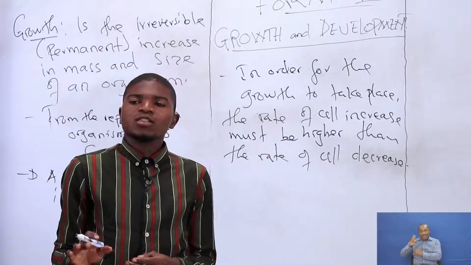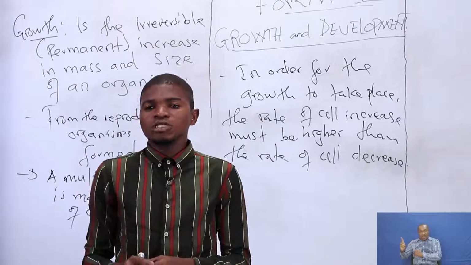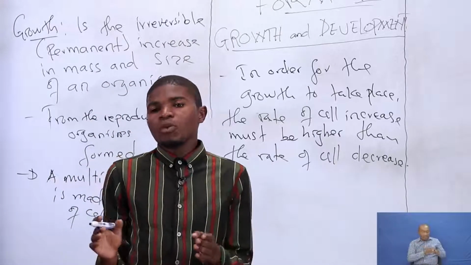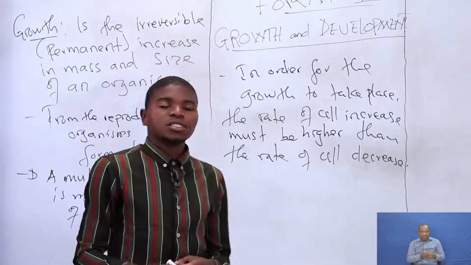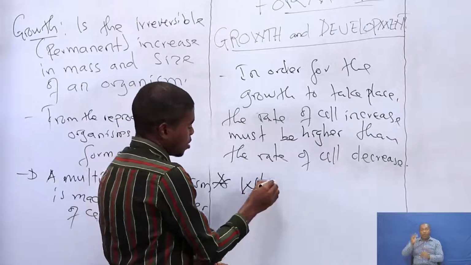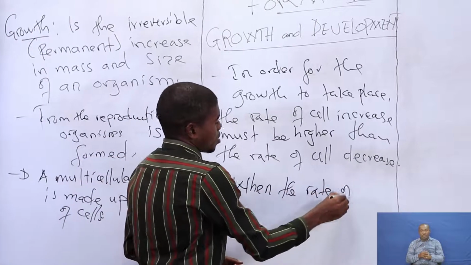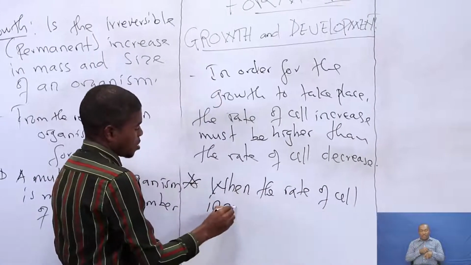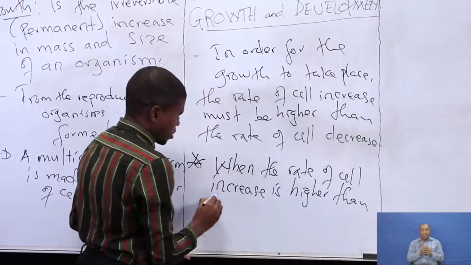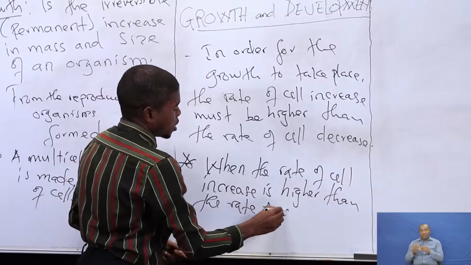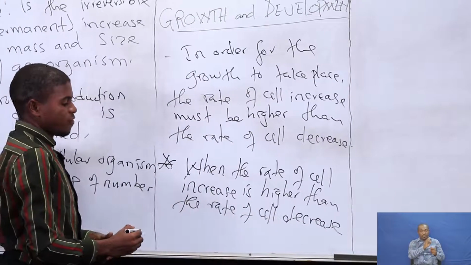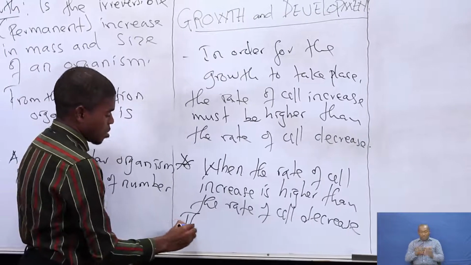So when the rate of cells which are reproduced, when the rate of cell increase, is higher than the rate of cell decrease, this form of growth is referred to as positive growth.